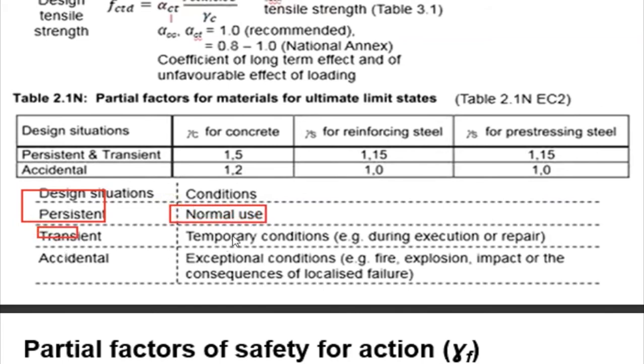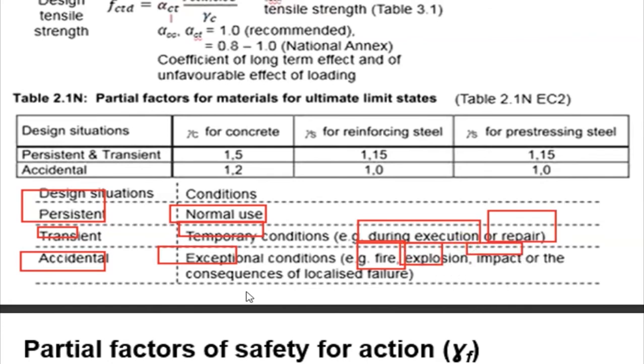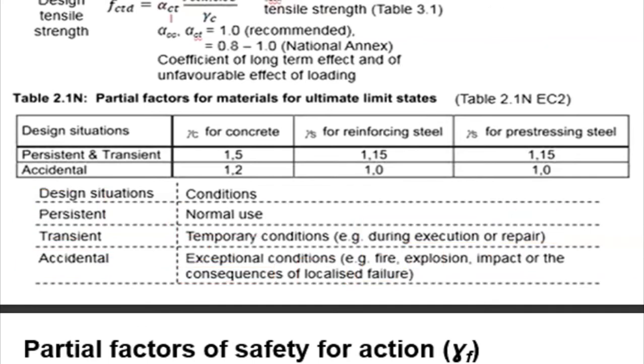But the transient is the temporary use, say during the execution or the repair. The accidental means exceptional conditions, say during fire or explosion or impact load, or the consequence of localized failures. And you say this is under accidental conditions. So on consideration for the partial factor of safety, you can use it under which conditions, whether it's normal use, persistent, transient or accidental, and the condition is as we said here.